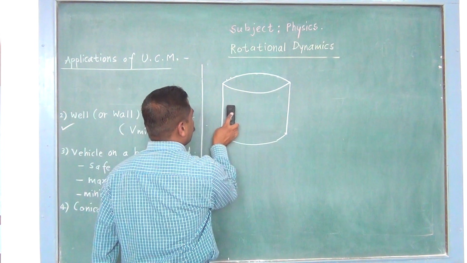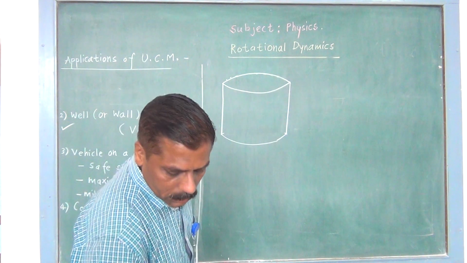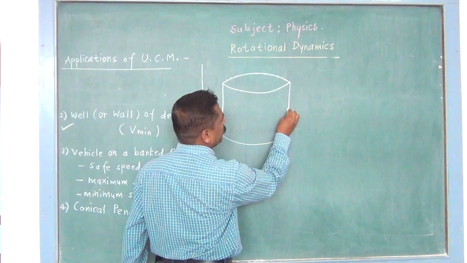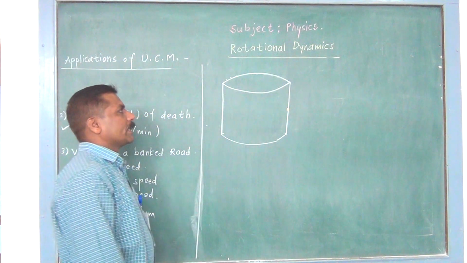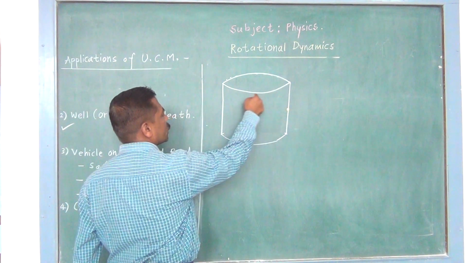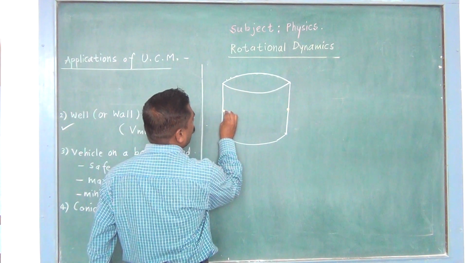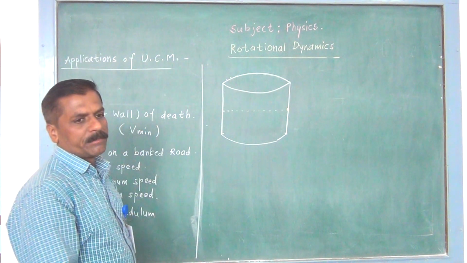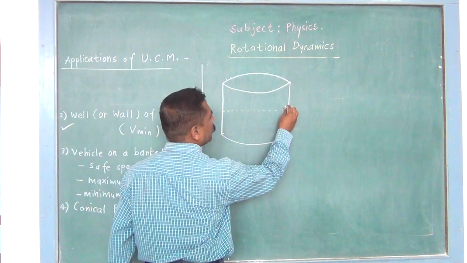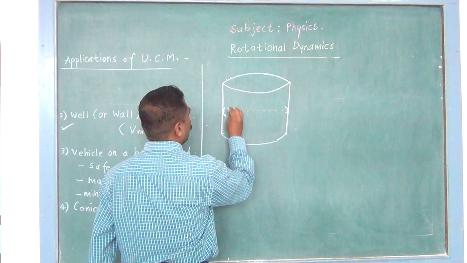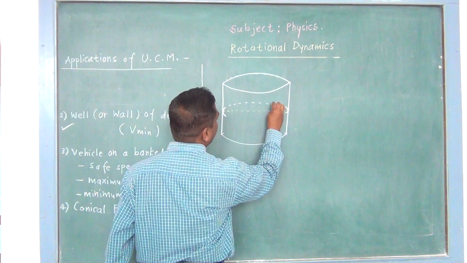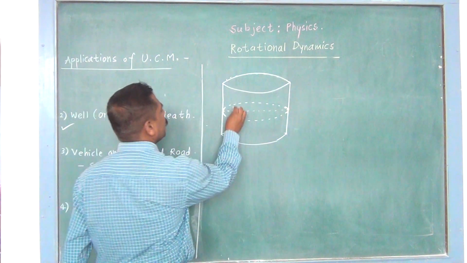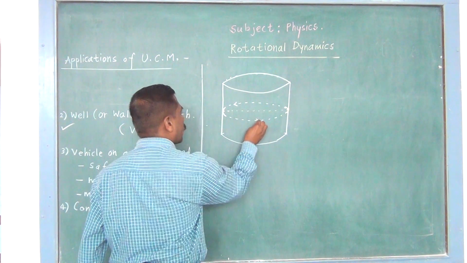Now when we consider this, we want to find out the minimum speed. Suppose this is the vehicle, and this vehicle is moving in such a way that it can complete the horizontal circle. Means if this vehicle is moving, you will find it is moving along this circular track, and definitely this circle is called the horizontal circle.